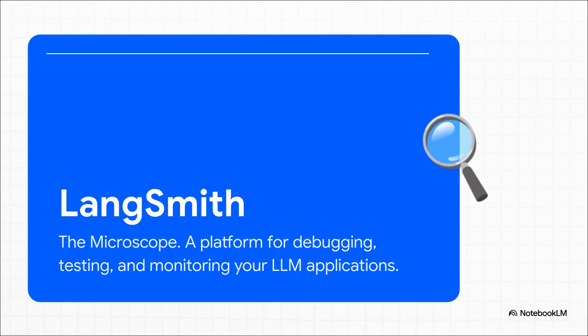For debugging, what you really need is a microscope. And that's exactly what LangSmith is. Think of it as putting your entire chain or graph under a powerful microscope. It gives you this incredible fine-grained visibility into everything that's happening. You can see every single LLM call, every input, every output, how long each step took, all of it. So when your agent does something weird, you don't have to guess. You can just look through the microscope and see exactly where things went wrong.